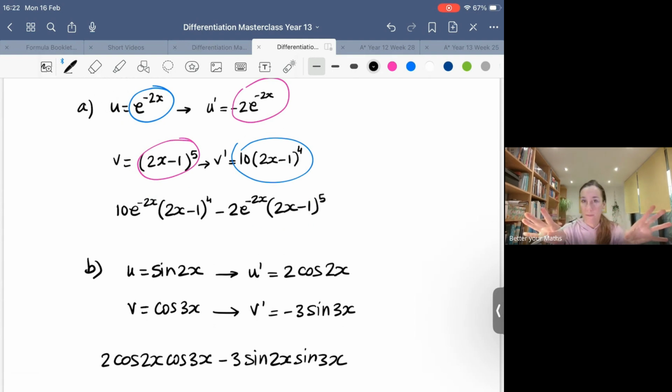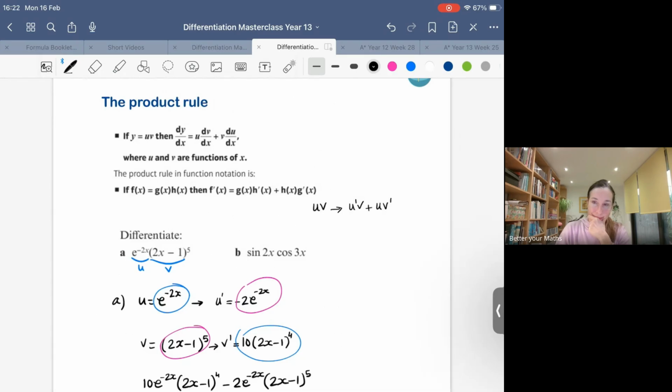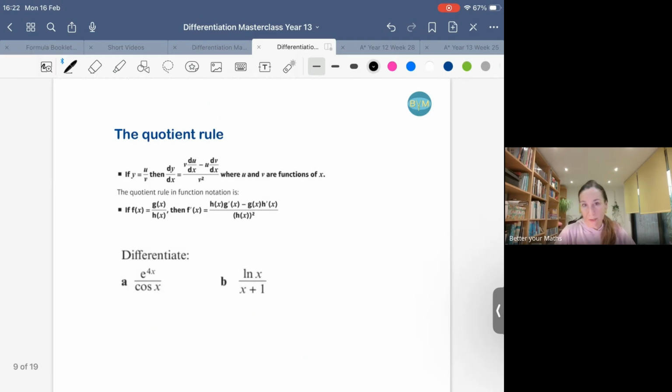We have two different functions. We differentiate each of them and we multiply with the other one without differentiating. Yeah? Product rule, this one is very easy. It's not in the formula booklet, but it's not difficult to remember. Yeah? Any question with this one? No? Then the quotient rule.